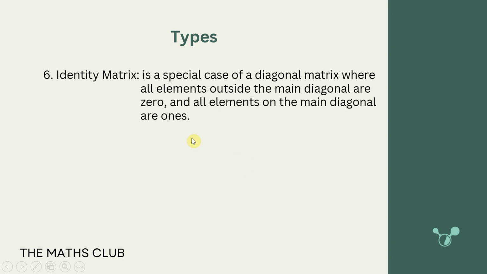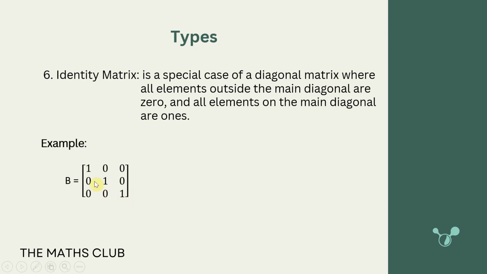The sixth type of matrix we have is the identity matrix. It says identity matrix is a special case of a diagonal matrix. So for it to be a diagonal matrix, first it needs to be a square matrix, right? Because a diagonal matrix is a square matrix. This identity matrix is a special case of a diagonal matrix where all elements outside of the main diagonal are 0 and all elements on the main diagonal are 1.